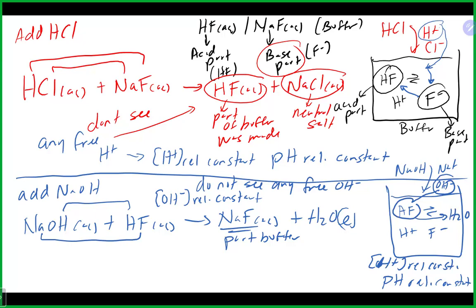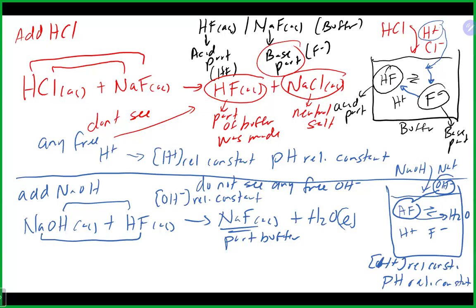So a buffer, because it has an acid part and a base part, is able to, when you add additional acid or base to your buffer, stop H plus from being formed in the solution when you add acid, and prevent OH minus from being formed when you add base.